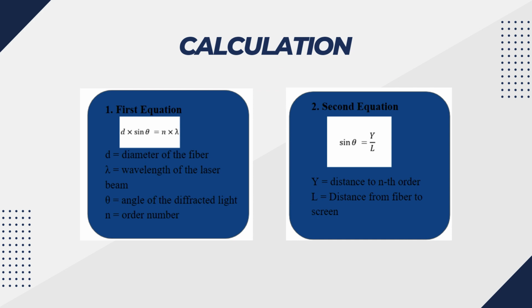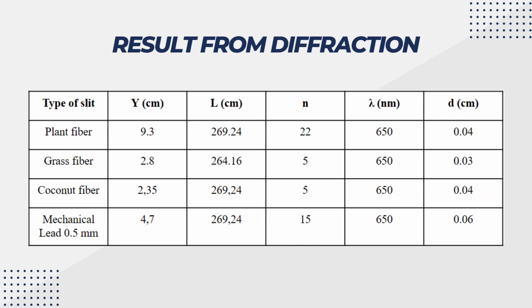Next is the calculation. We have 2 main formulas. First is the diffraction equation: the diameter of the fiber times sine theta is equal to n, the order number, times the wavelength of the laser beam. But since we don't measure the angle, we switch the sine function to y over L, in which y is the distance to the nth order from the center, and L is the distance from the fiber to the screen.